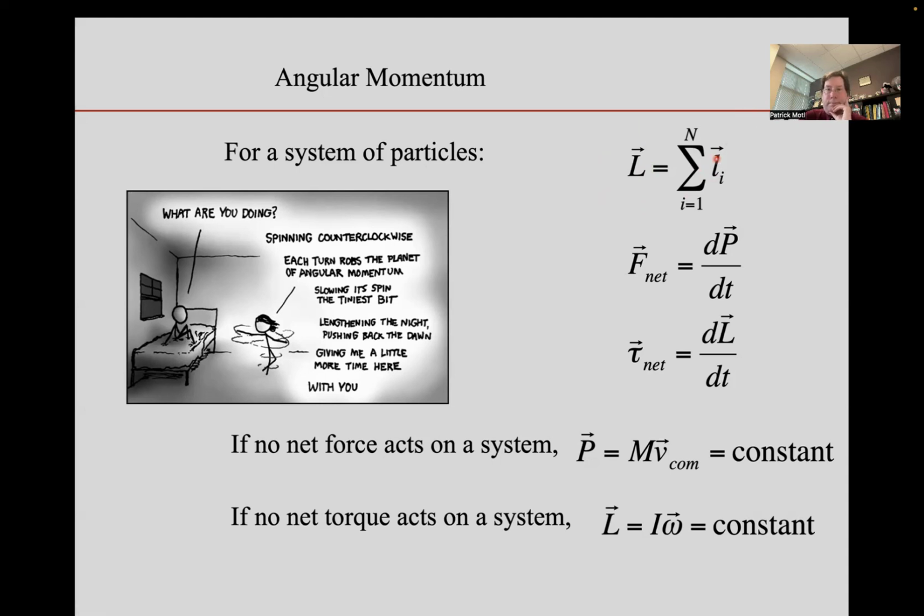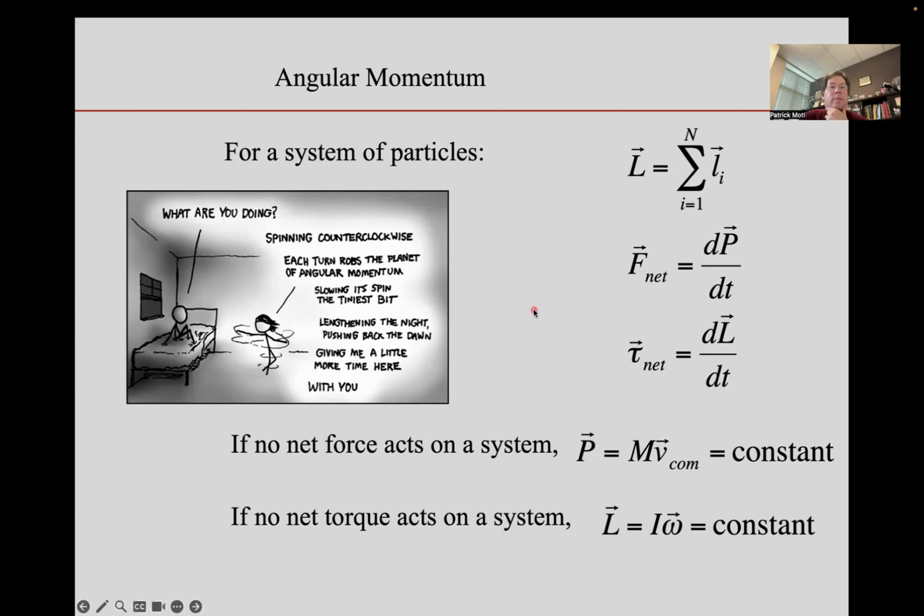And then we have an understanding of what a net force does. Net force changes the momentum of a system, and a net torque changes the angular momentum of a system. If you have an isolated system, so there's no net force, then its linear momentum is constant. And there's no net torque, then its angular momentum is constant.